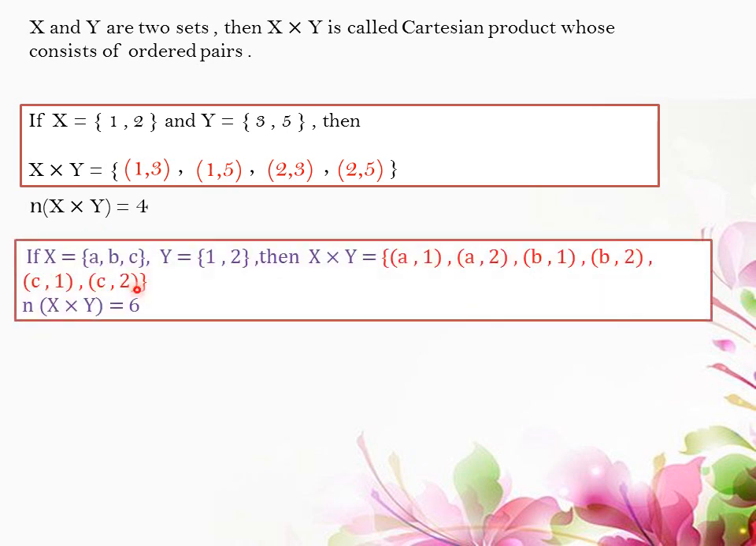Another example: x is {a, b, c} and y is {1, 2}. x cross y will be: the first element, (a, 1), (a, 2). The second element, (b, 1), (b, 2). The third element, (c, 1), (c, 2). How many elements here? 3. How many elements here? 2. 3 times 2 equals 6 elements: 1, 2, 3, 4, 5, 6.